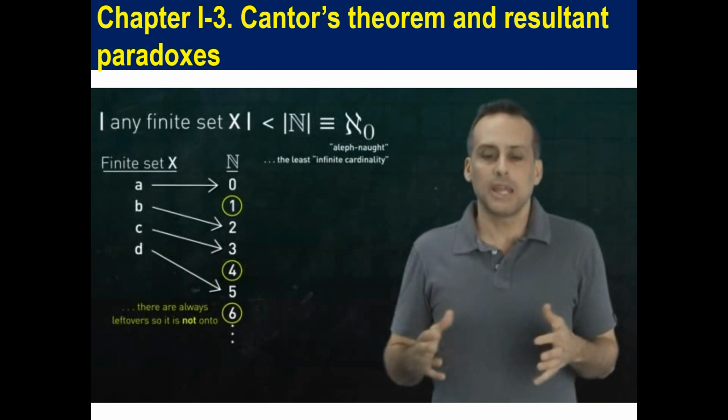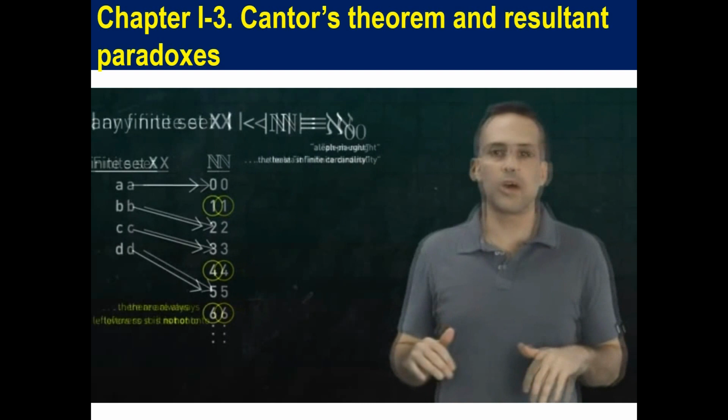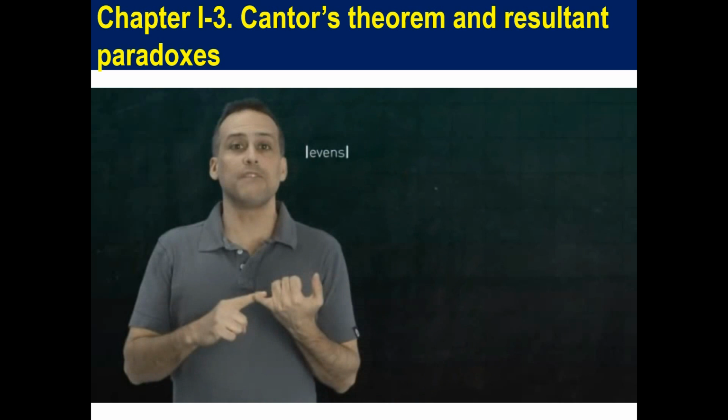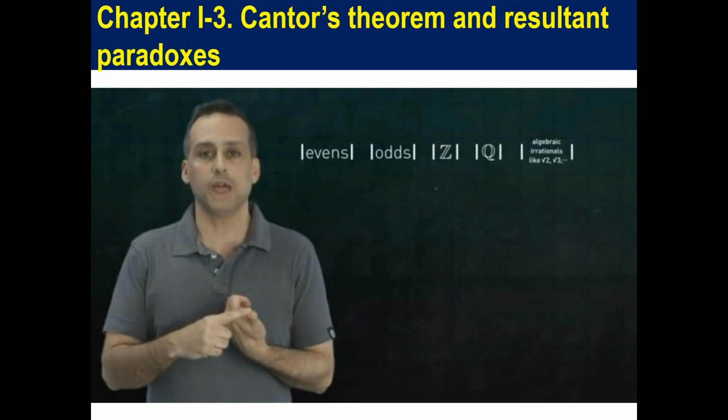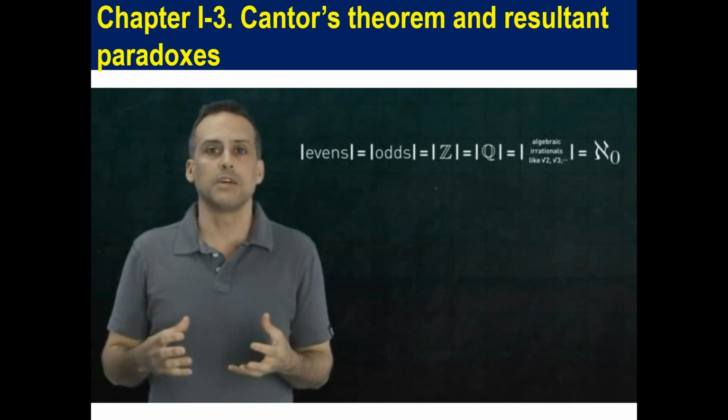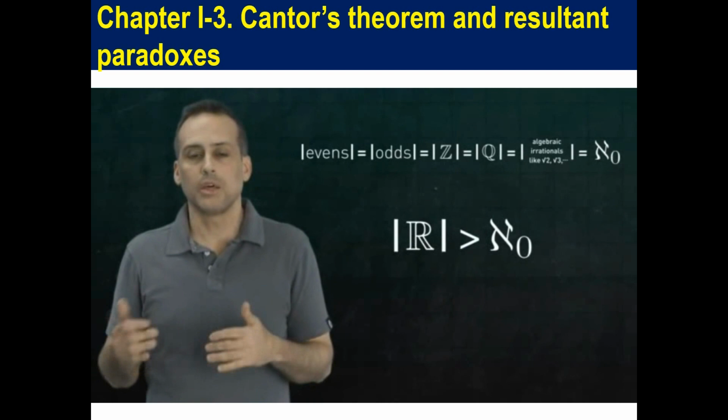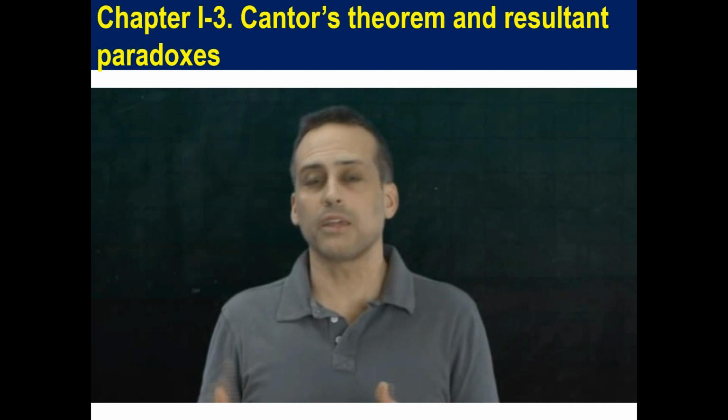There are also clever arguments due to Cantor that have been covered elsewhere on YouTube, showing that the sizes of the even natural numbers, the odds, all the integers, the rational numbers, and even algebraic irrationals like the square root of 2, that all of those sets are equal in size to aleph naught, even though the cardinality of the real numbers turns out to be greater than aleph naught. That's all fun stuff, but I want to focus on something more narrow today, namely how the cardinality of a set A compares to that of its power set.